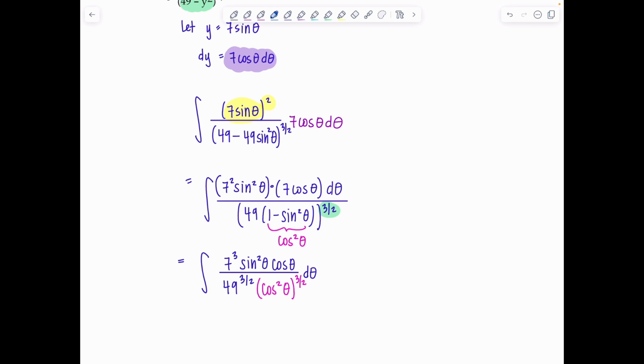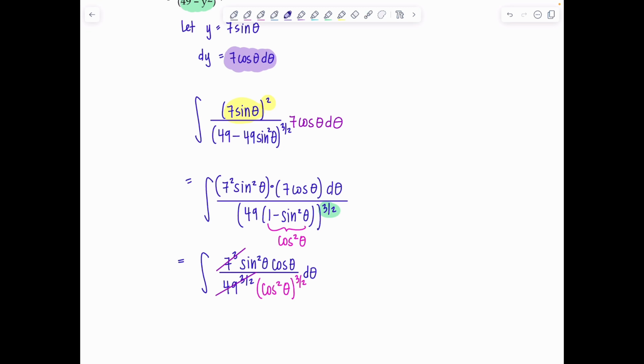49 to the 3/2 means you take the square root of 49, and you raise it to the 3rd power. So that would be 7 raised to the 3rd. But oh me, oh my, I have a 7 to the 3rd right here. So then this just cancels out so beautifully. Goodbye. And then over here, again, when you raise something with an exponent to another power, you just multiply these exponents. So 2 times 3/2 just gives me 3.